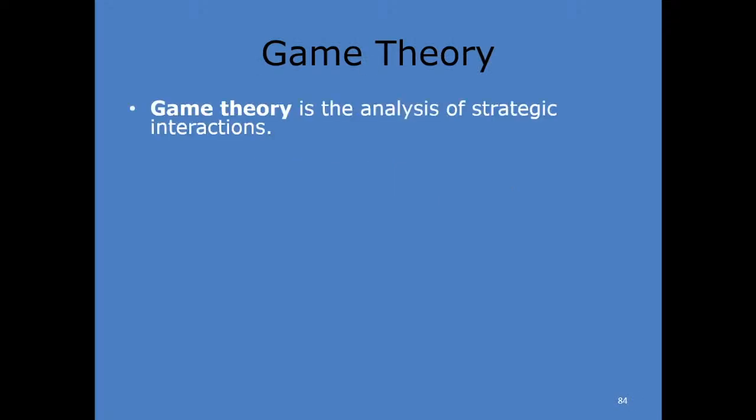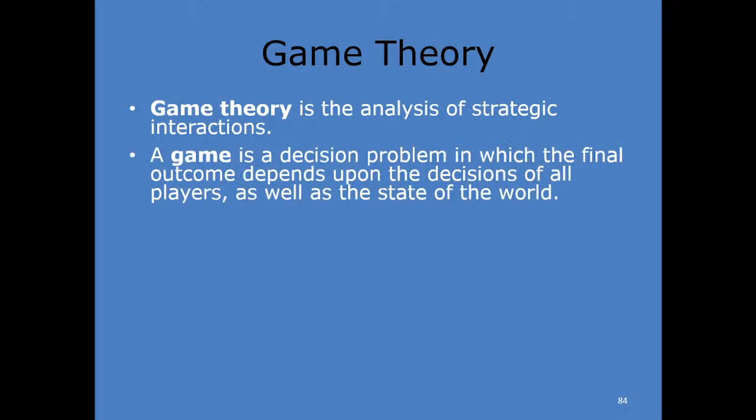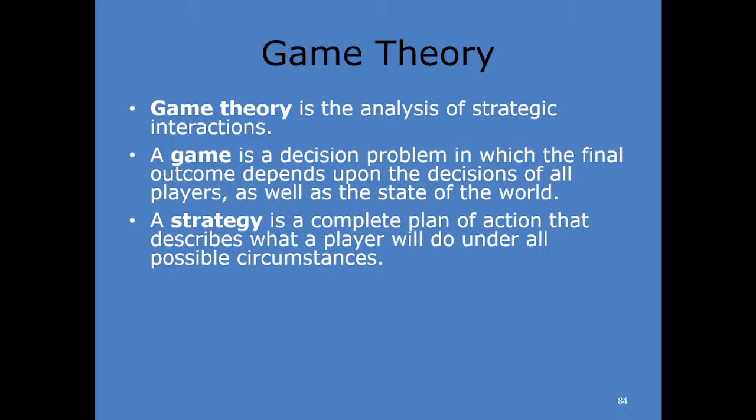So let's talk about some basic definitions in game theory, which is, as I said, the analysis of strategic interactions. A game is a decision problem in which the final outcome depends upon the decision of all players, as well as on the state of the world. A strategy is a complete plan of action that describes what a player will do under all possible circumstances.